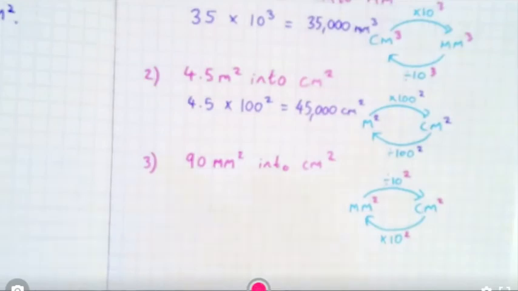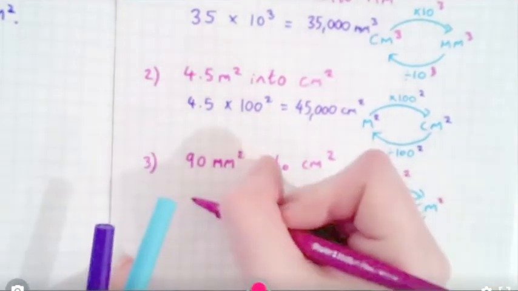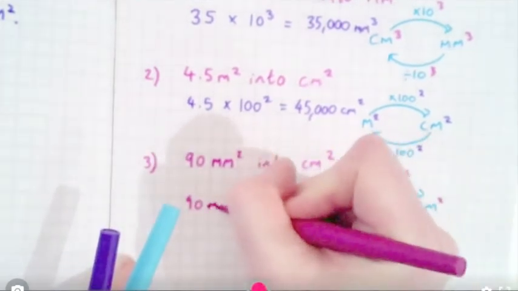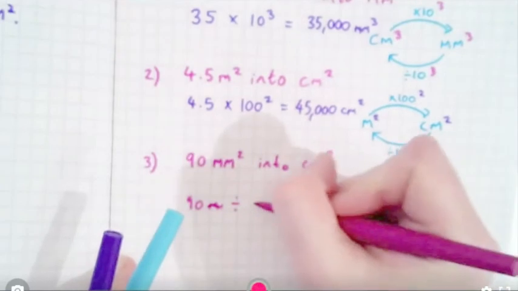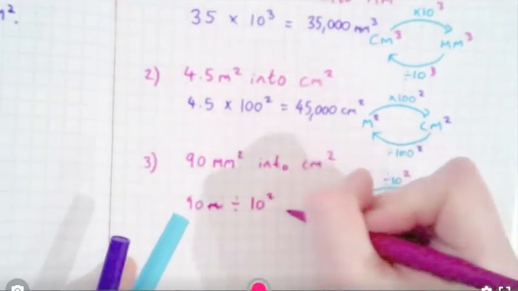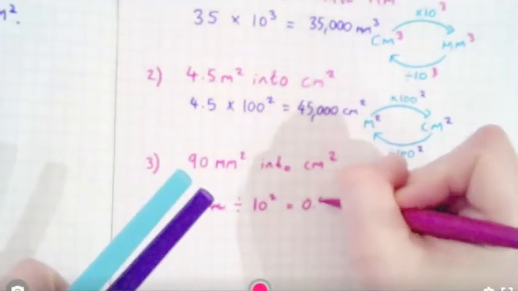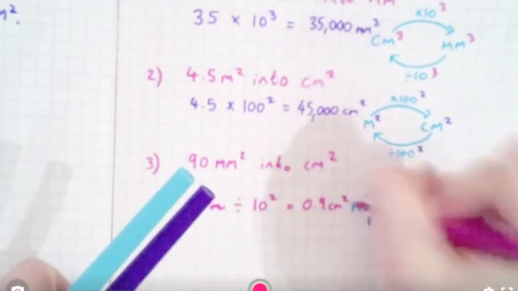So I'm going from millimeters to centimeters this time, so I'm going to be dividing. So if I do 90 divided by 10 to the power 2, which is 100. It's 90 divided by 100, I should know this off by heart, 0.9, of course, is 0.9 centimeters squared.